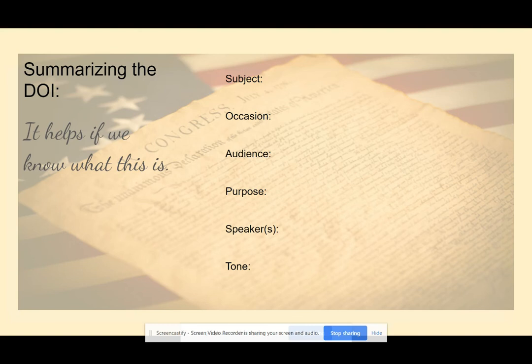So the first one, subject, is easy. It's what is the general topic of this document? How could you summarize in one sentence what this document is about? I can try. Go ahead. This document is about how they wanted to rule their country.